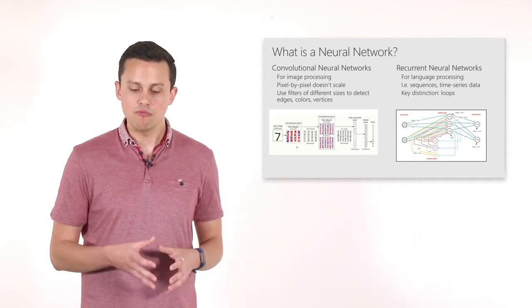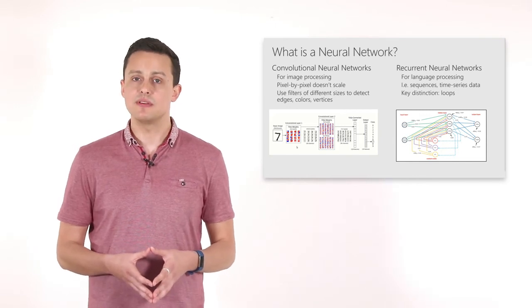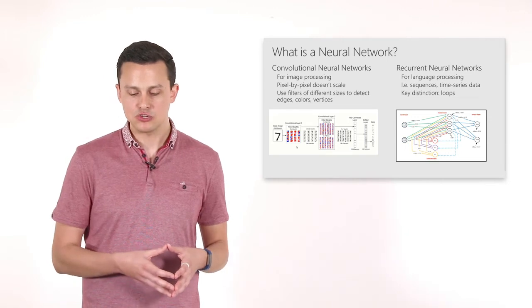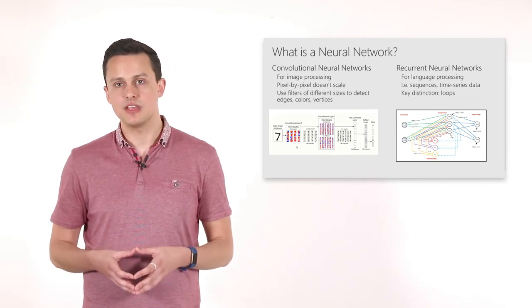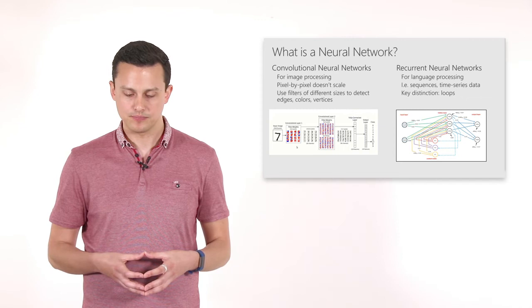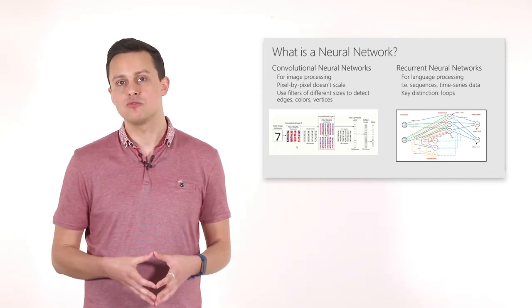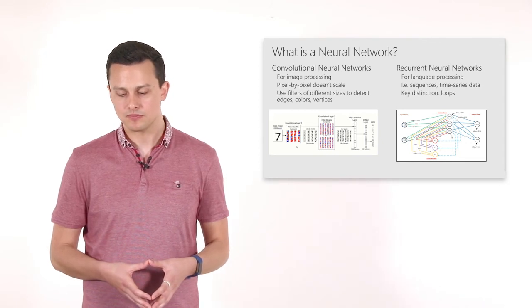For example, convolutional neural networks are designed for image processing. So rather than doing it pixel by pixel, it can actually extract key aspects of the image and train a model around those. For example, it can detect edges, colors, vertices, and use that information rather than every single pixel.